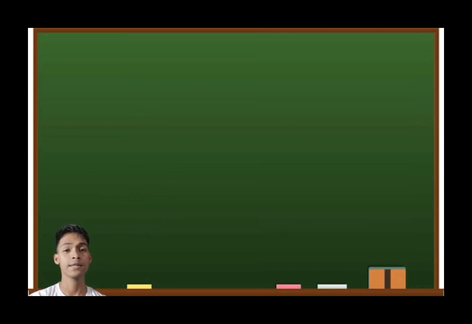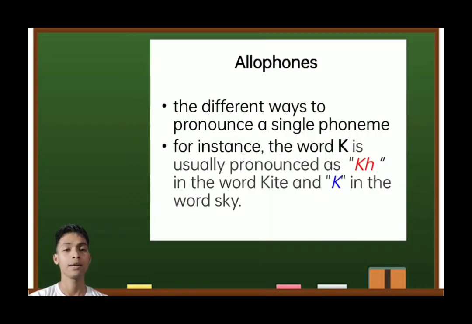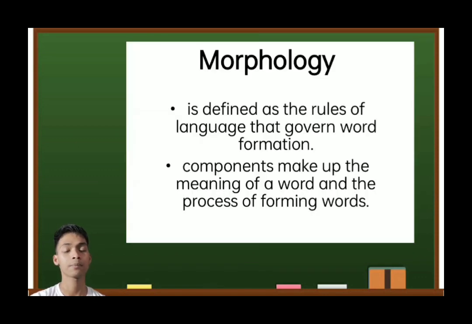Next are the allophones. An allophone is a variant of the same phoneme. K in the word kite is k. In the word sky, it is k.